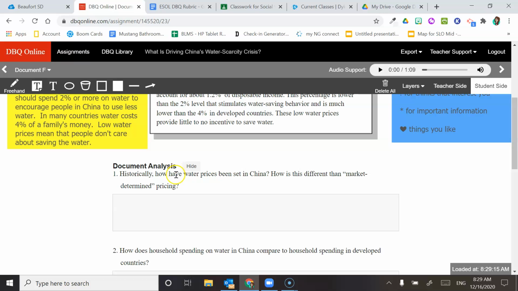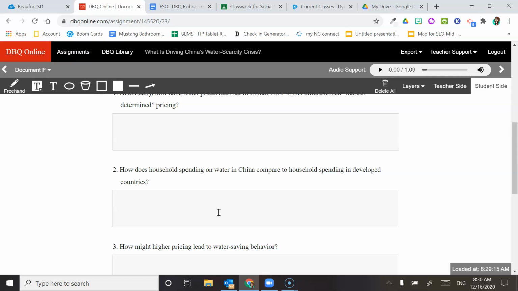So historically, water prices in China have been set by the government. And this is different than market-determined pricing because it means they're artificially low. The supply is low, the demand is high, so prices should be high. But the government's purposely setting them low. How does household spending on water in China compare to household spending in developed countries? Well, it's about 3% less than household spending in other developed countries. So China spends a lot less on their water than people in other countries.